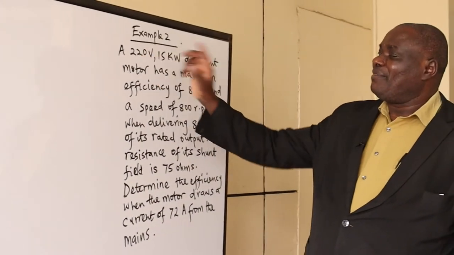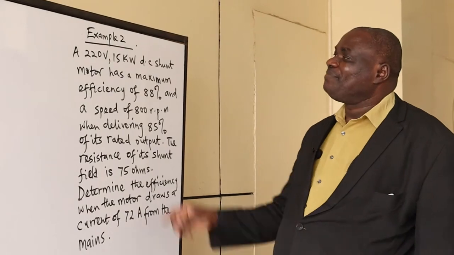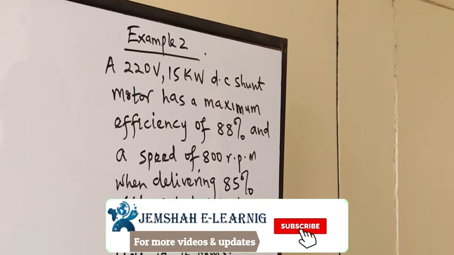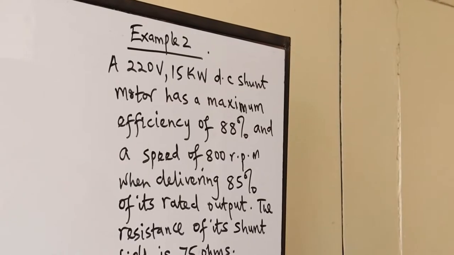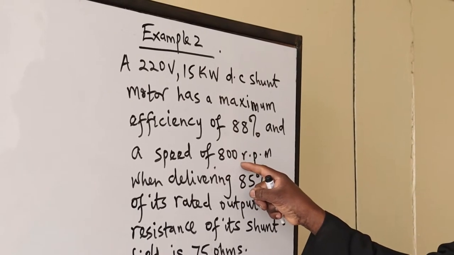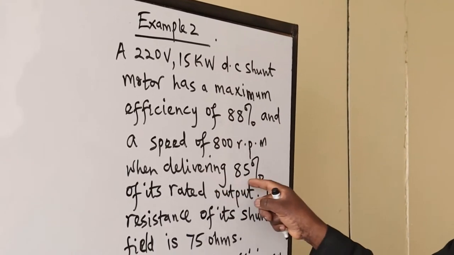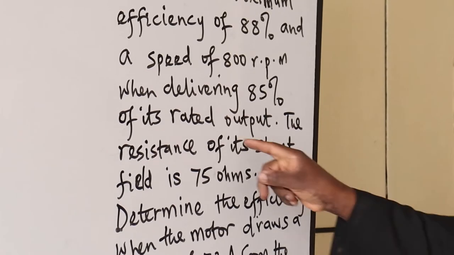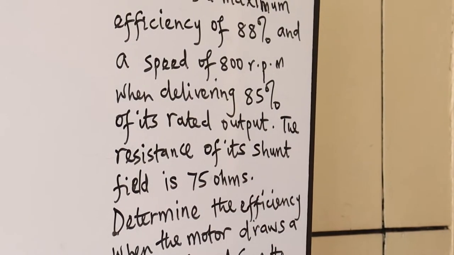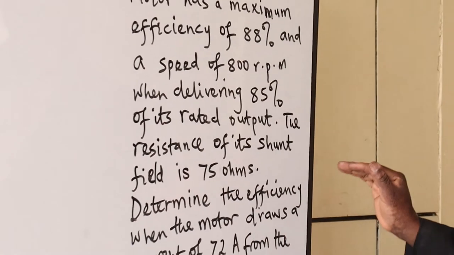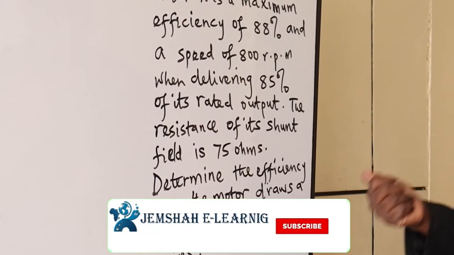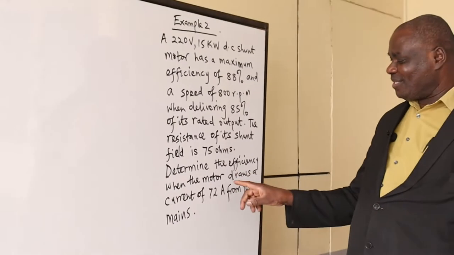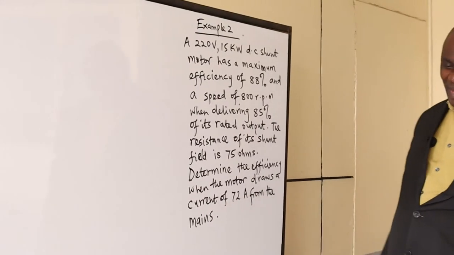In our example two, we have a question regarding a DC shunt motor. A 220 volts, 15 kilowatt DC shunt motor has a maximum efficiency of 88% at a speed of 800 RPM when delivering 85% of its rated output. The resistance of its shunt field is 75 ohms. So we are now told, determine the efficiency when the motor draws a current of 72 amps from the mains.